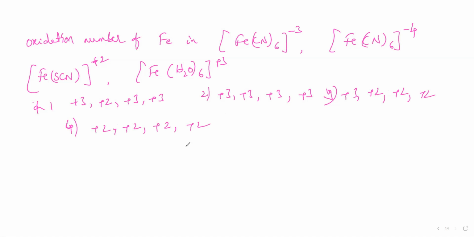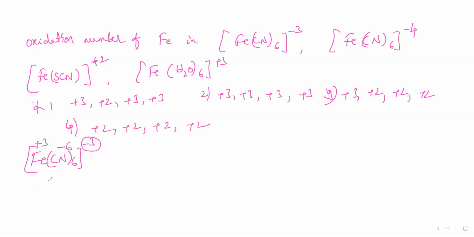So let us see one by one. What is the first compound? [Fe(CN)6]3-. Okay. Now cyanide is 6 into minus 1, minus 6. Total charge should be minus 3. Then what should be the charge present on iron? It should be plus 3. Then plus 3 minus 6, total charge will become minus 3. So here the iron oxidation state is plus 3.